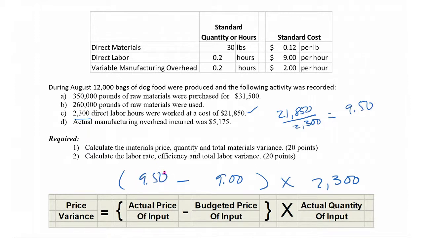Okay, so are we going to have a favorable or unfavorable variance? Well, we thought it was going to cost us $9 an hour. It really cost us $9.50, so that's an unfavorable variance. The cost was higher. So the difference between the two, right, is 50 cents. And you multiply that times the actual hours. And so we have a rate variance or a price variance of $1,150 unfavorable.